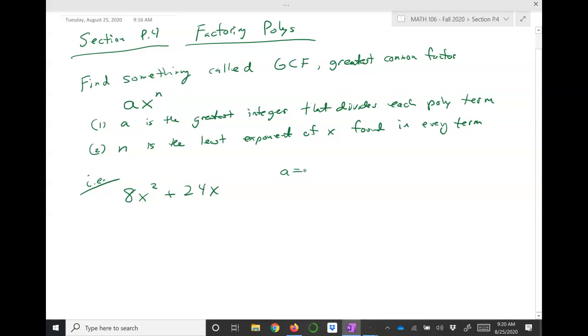The greatest integer that divides each term. Yeah, 8, right? Because 8 divides itself, and then 24 divided by 8 gives you a 3. Now, when you're doing this, 8 is the greatest integer that divides each polynomial term, and I'm going to say evenly. I'm going to add that at the end, meaning you don't want to have decimals in here, right? So you're only going to factor out integers that divide each term evenly. So of course, 24 divided by 8 gives us an even 3. Okay, so A is 8.